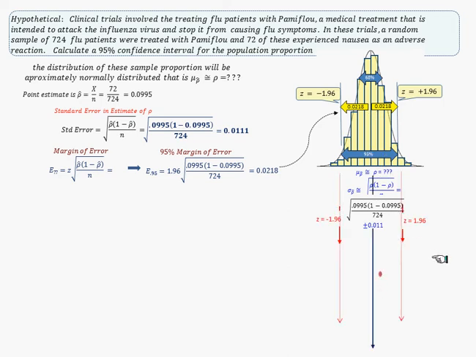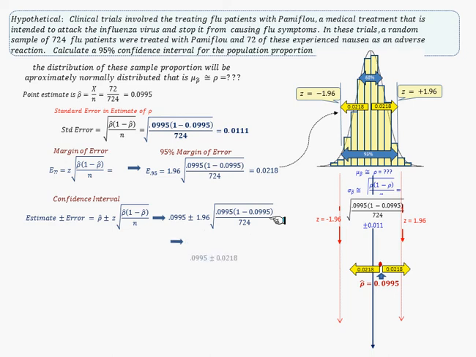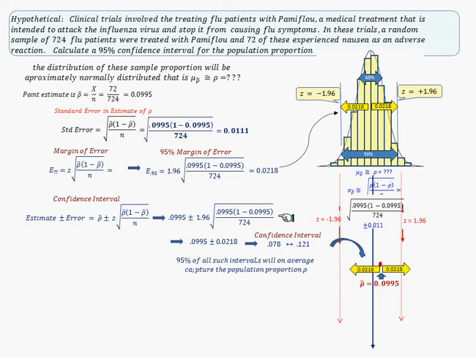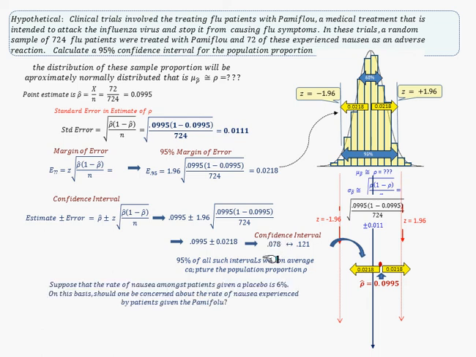Coming down here then, we're saying if we're given one sample proportion of 0.0995, which we got from our estimate up here, using that plus or minus 0.0218, we have the confidence interval coming on the screen here between 7.8 and 12.1%. 95% of the time, these intervals will capture the true population proportion. If the rate of nausea amongst patients given placebo is 6%, what does this say? This constitutes sufficient evidence to say the rate of nausea is significantly above normal.